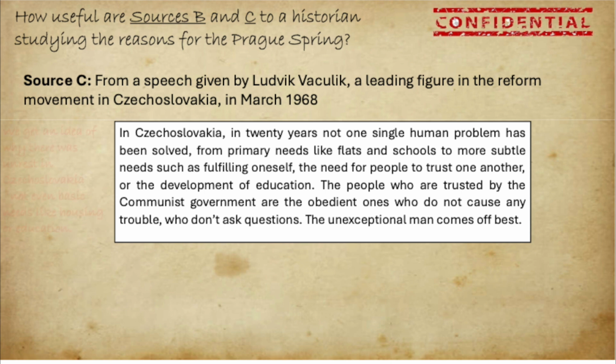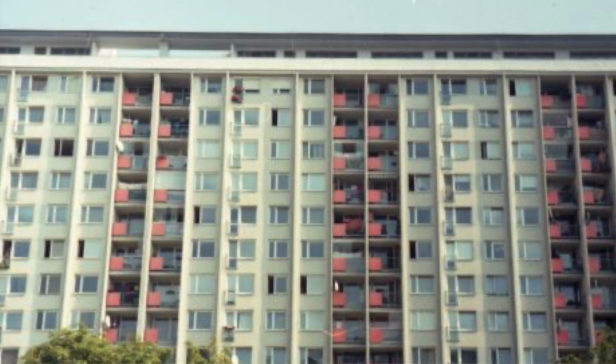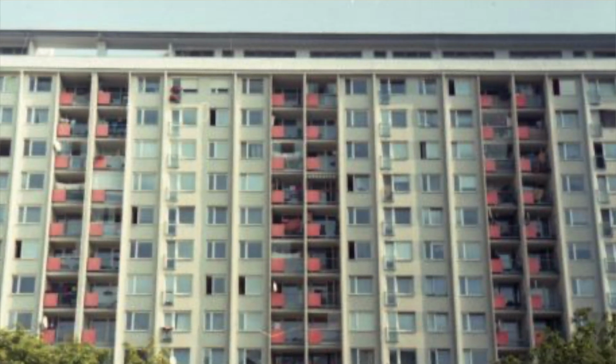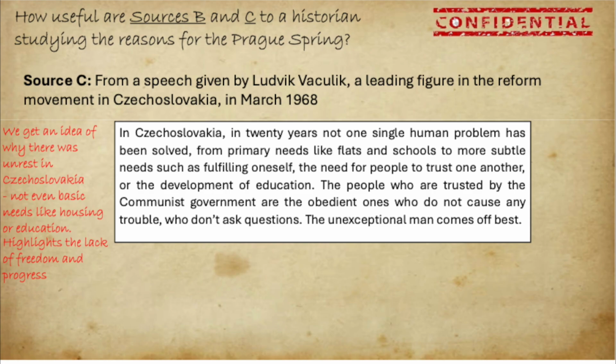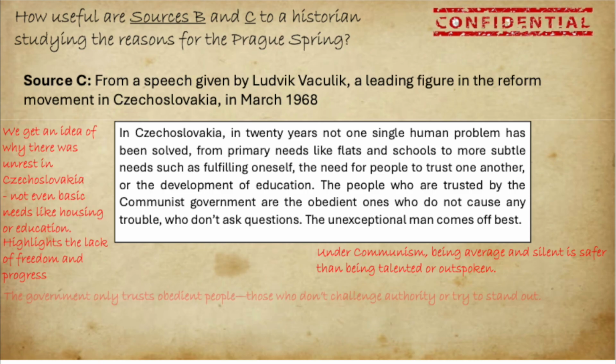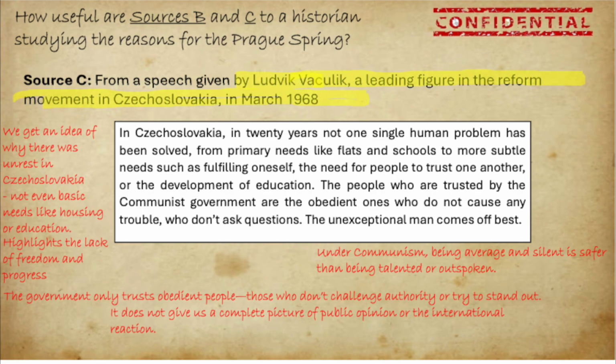So we start to unpack this source. We get an idea on why there was unrest in Czechoslovakia. Not even the basic needs like housing and education were being met. It highlights the lack of freedom and progress. It suggests that under communism, being average and silent is safer than being talented or outspoken. The government only trusts obedient people, those who do not challenge authority or do not stand out. We could say that this source is limited because we do not get a complete picture of public opinion, nor do we get the international reaction. We just get the view of an insider from the Czechoslovakian reform movement.